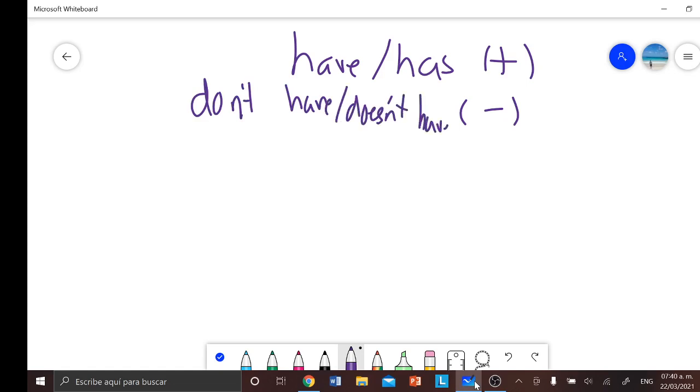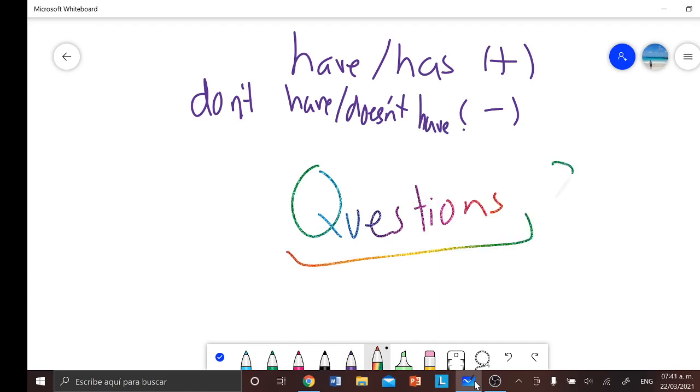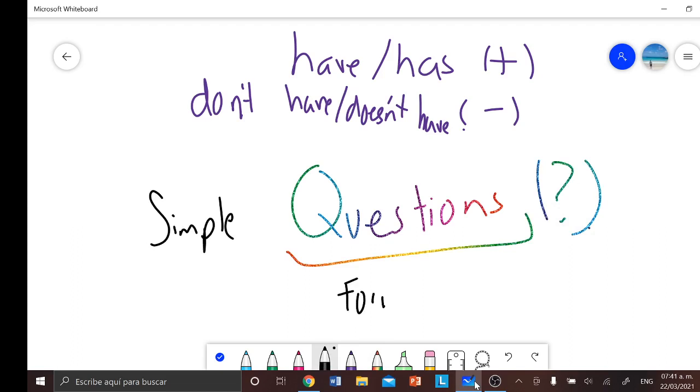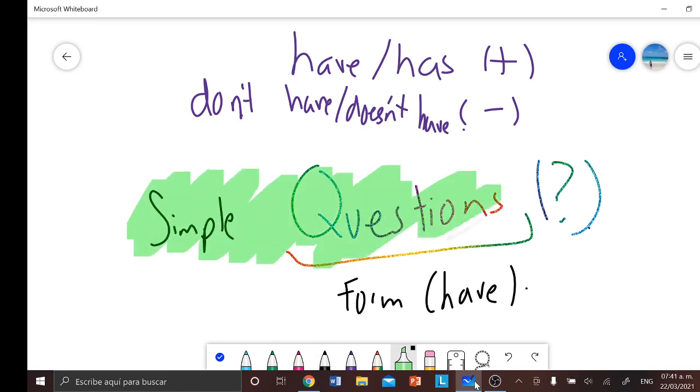In this case, today we are going to see the topic of questions. Yeah, questions pretty much are las preguntas, okay? We are gonna see the simple question form using obviously the verb have, okay? So pretty much that's gonna be the topic of today. Simple questions form of the verb have, okay?